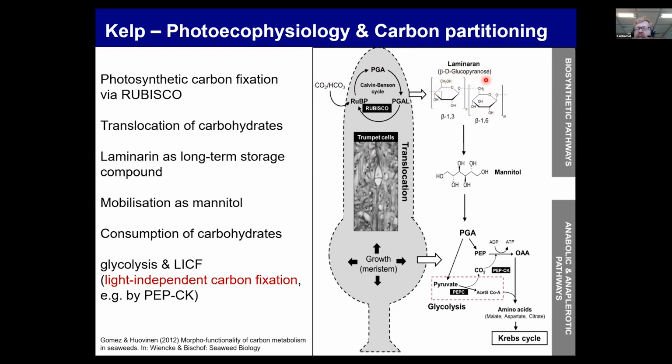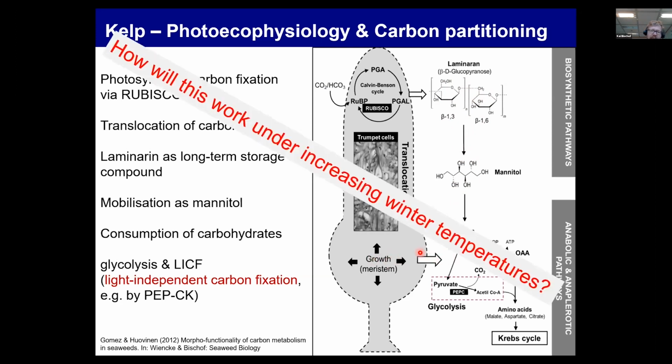This sugar, this polysaccharide, is stored and can be consumed in times of light limitation. So this is stored for the winter time, and then in the darkness, when there's no option for photosynthesis, this long-term storage can be consumed, and then it can also drive growth during the winter season. And we were interested to study how this is working under increasing winter temperatures.